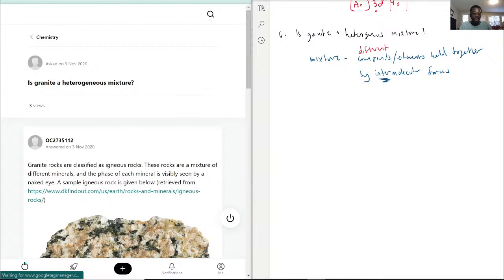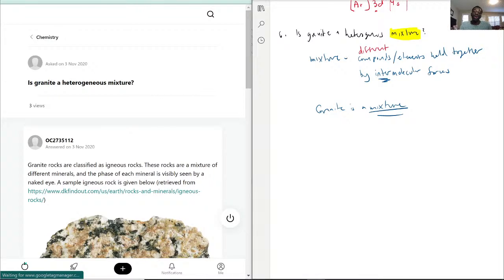So this question is specifically talking about granite. I'm going to tell you right now, especially when it comes to a lot of rocks, they're a combination of different minerals, which is already a big hint. Different minerals, and for it to be a different mineral means it has to be a different compound. So we know for sure that granite is a mixture, because we're dealing with different compounds, different minerals, and different things in that rock.